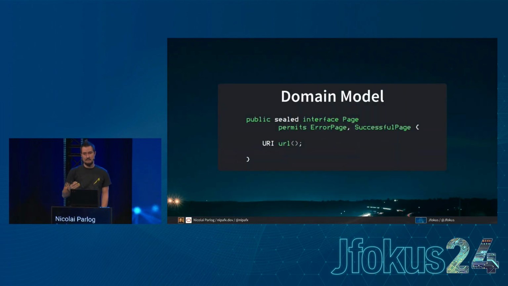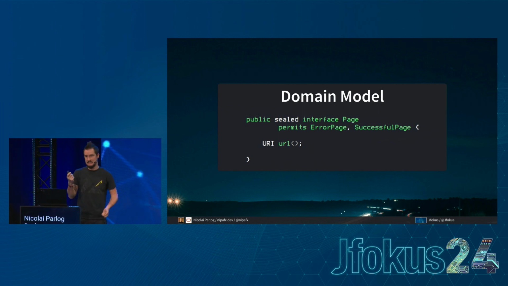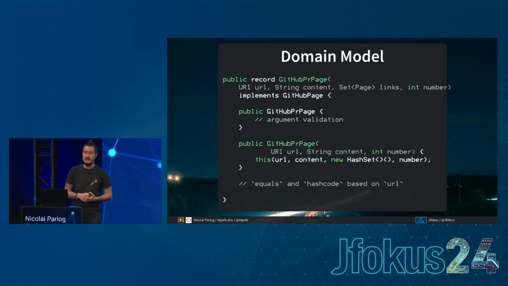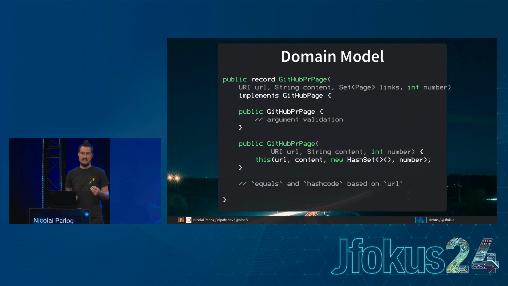For the domain model, we used two different approaches that work well together. One was sealed interfaces, to model this-or-that situations, like we did with Page. Then we created records like GitHub PR page, which implement these interfaces and contain the data that we need as closely as possible. We did argument validation, created helper constructors where we needed them, and overrode equals and hashCode to match the behavior we want. All of that is possible with records.